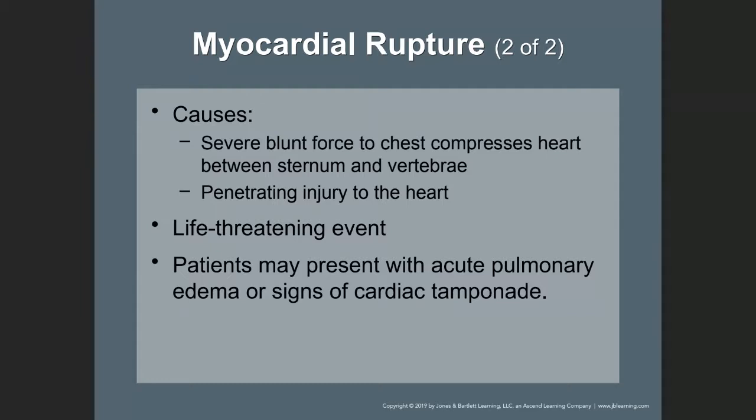Causes of myocardial rupture: severe blunt force to the chest compresses the heart between the sternum and the vertebrae, or penetrating injury to the heart. It is a life-threatening event. Patients may present with acute pulmonary edema or signs of cardiac tamponade.